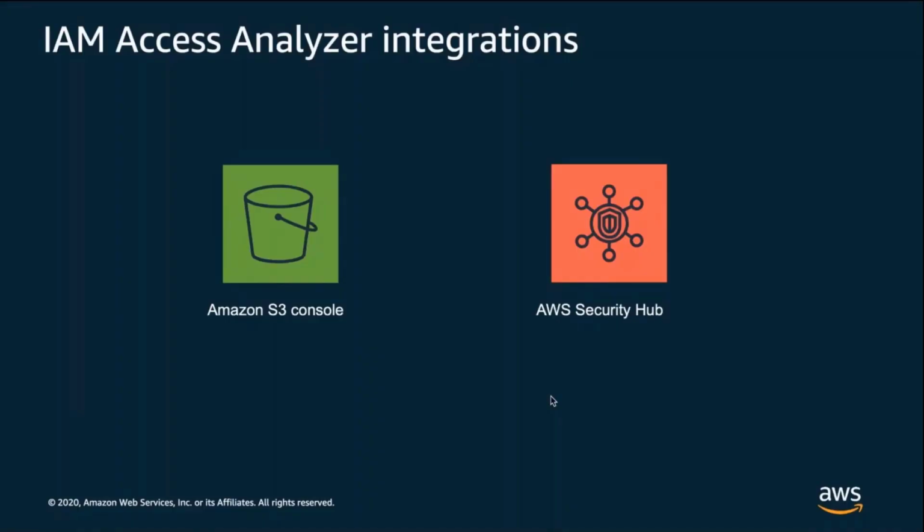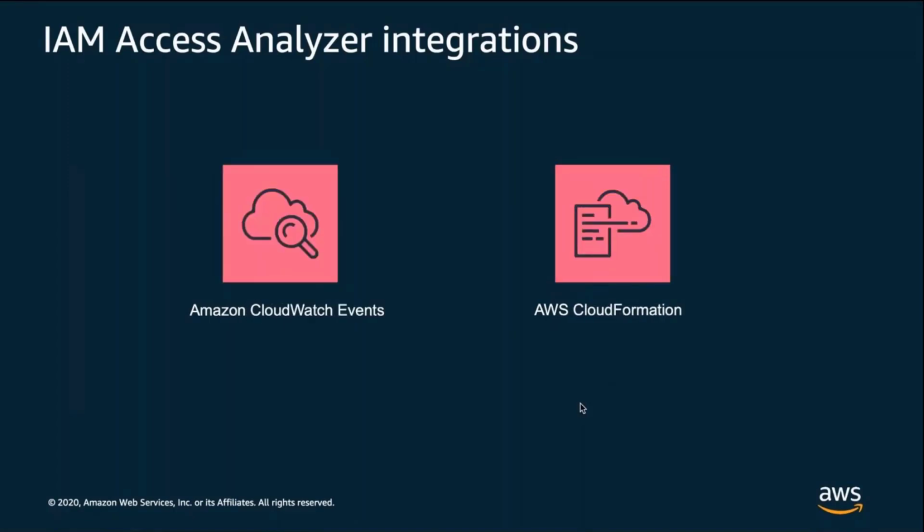To get started with Access Analyzer, you can use the IAM console or the Access Analyzer APIs. We already talked about the Access Analyzer integration with the Amazon S3 console, but Access Analyzer also integrates with AWS Security Hub, which provides Access Analyzer findings aggregated at the resource level. Access Analyzer also has an integration with CloudWatch events. For example, when a new finding gets generated or an active finding gets resolved, findings changes are emitted in the form of CloudWatch events. And finally, you can use CloudFormation templates to create analyzers across multiple accounts.